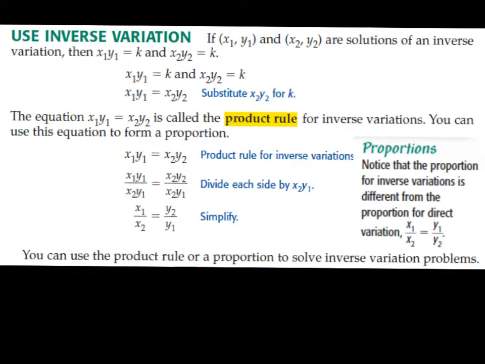Now the proportion for direct variation, we had 1, 2, 1, 2. So in an inverse variation situation, we've got 1, 2, and 2, 1. So it's reversed, which makes sense. It's an inverse.